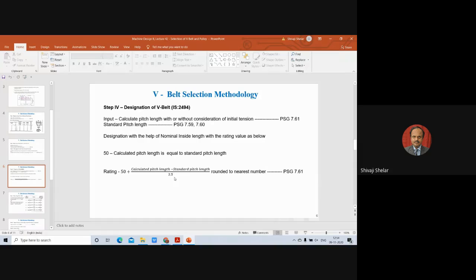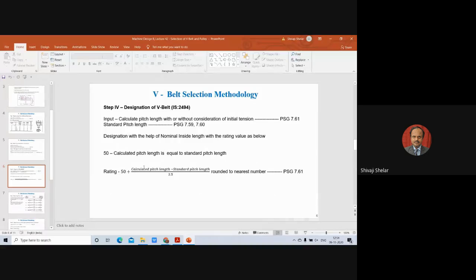Here the lengths are in millimeters, so this 2.5 is also in millimeters. For each step of 2.5 millimeter variation in the length, a rating value of 1 will be added or deducted. If your calculated pitch length is greater than the standard pitch length, 1 will be added for each 2.5. If it is less than the standard pitch length, the negative sign will come. If the length is lesser by 2.5 mm, the factor of minus 1 comes, so the rating will be 49, then 48. So the ratings will be 48, 49, 50, 51, 52.